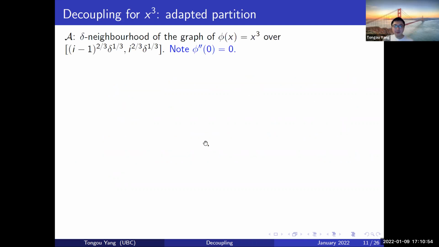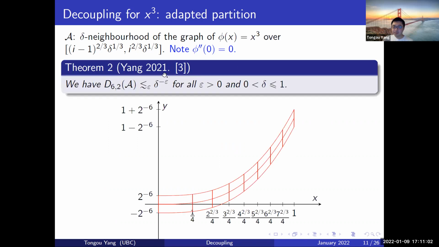Okay, so after we talk about the most fundamental case of Bourgain-Demeter, let's move on to one of my previous research. So in one of my last papers, I studied the so-called adapted partition for this decoupling for the cubic function. So suppose we are given a standard cubic function x cubed. Notice that the curvature of the function is roughly equal to x if we compute the double derivative. And this shows that when x is near 0, the curvature is very small.